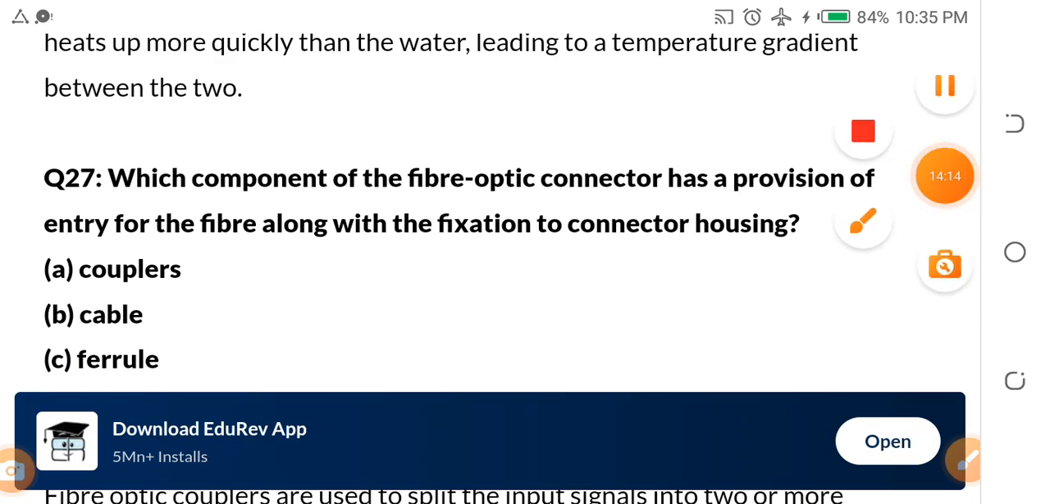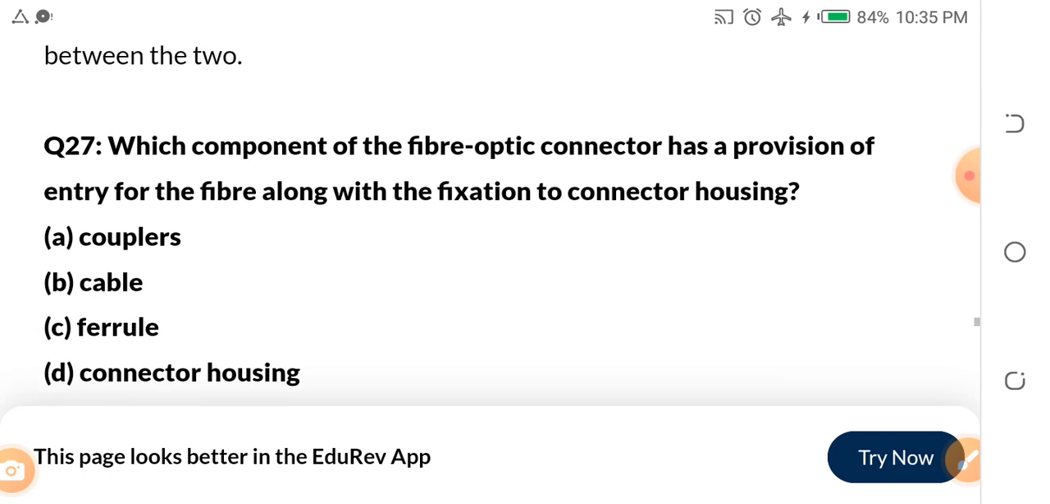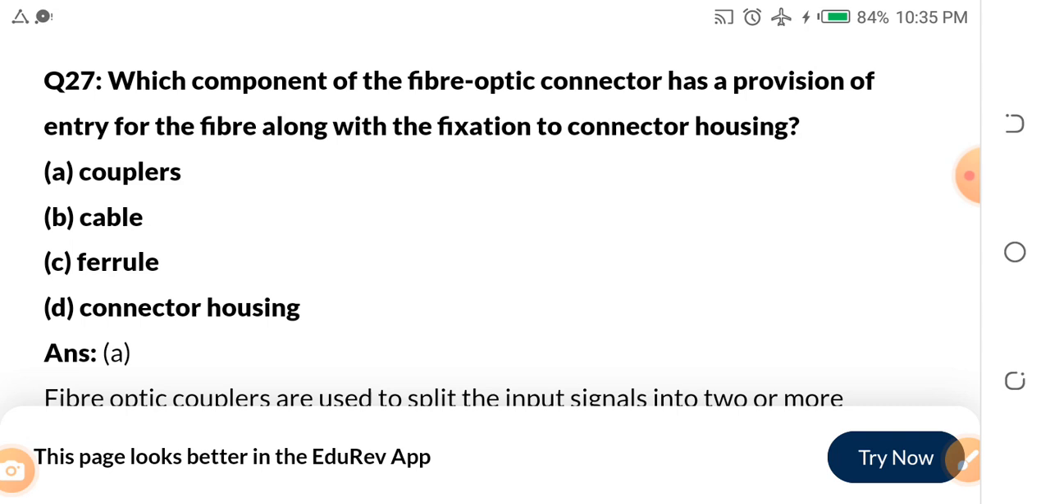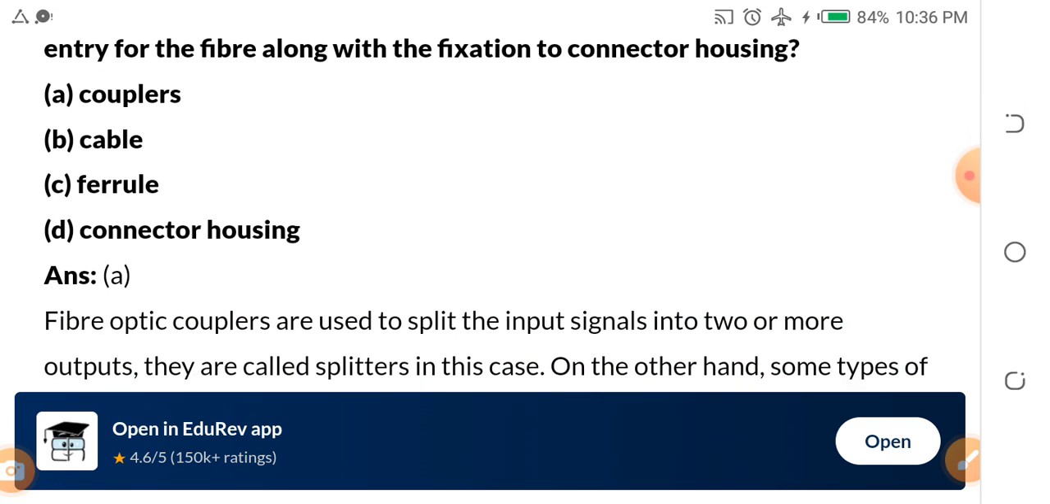Question number 27. Which component of the fiber optic connector has a provision of entry for the fiber along with the fixation to the connector housing? A, couplers. B, cables. C, ferrules. D, connector housing. The answer is couplers.